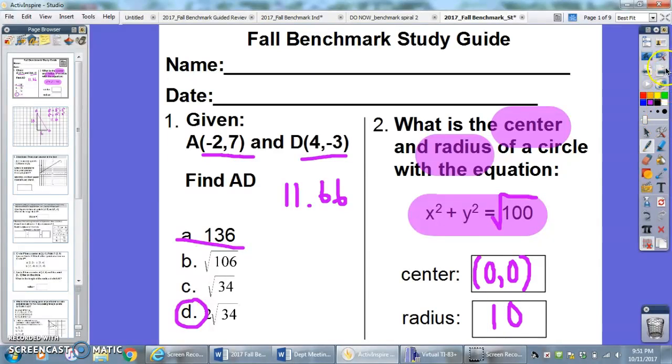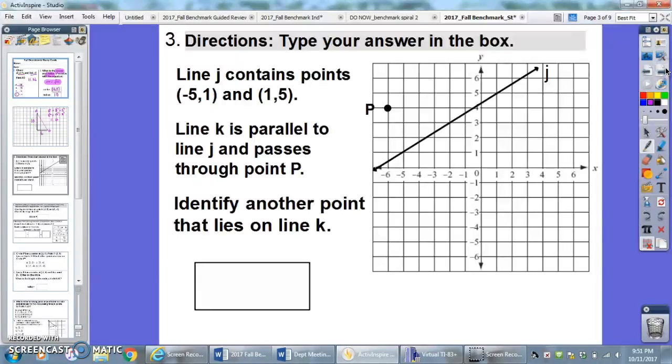Alright, next we have a slope question, and we have to identify a point that lies on K. Alright, so my answer is going to be a coordinate. Okay, but let's read about what to do. We have line J on the graph that contains points negative 5, 1. That one right there.